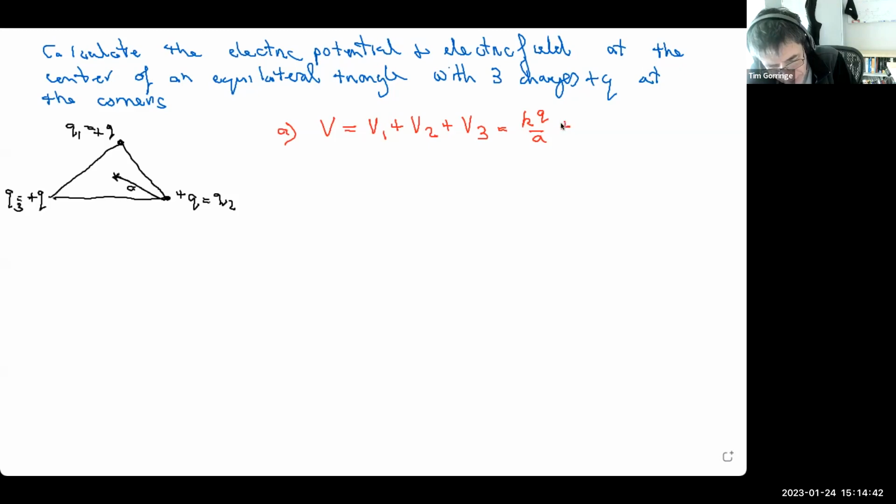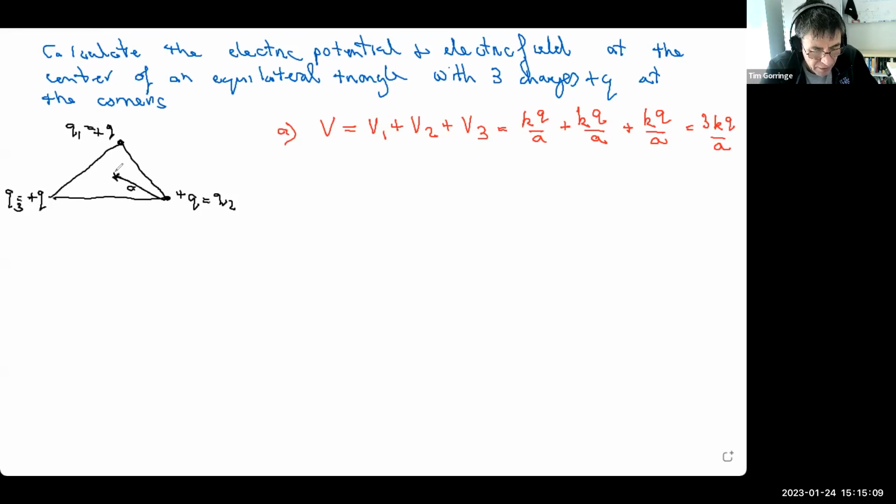And then same thing for the two other charges. Each of those contributes a KQ over A. That's because each of them has the same charge. Each of them is at the same distance. So they all contribute equal potentials. And so if I add these three contributions up, I get 3KQ over A as the potential at the center of the triangle.